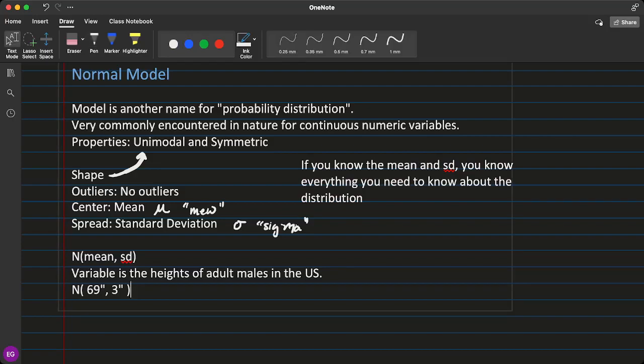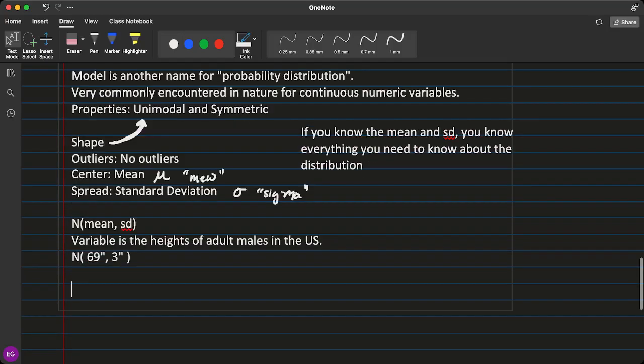Okay, so now what we're going to talk about is, if all you need to know about the normal distribution is the mean and the standard deviation, what changes? What happens if you change the mean or standard deviation?